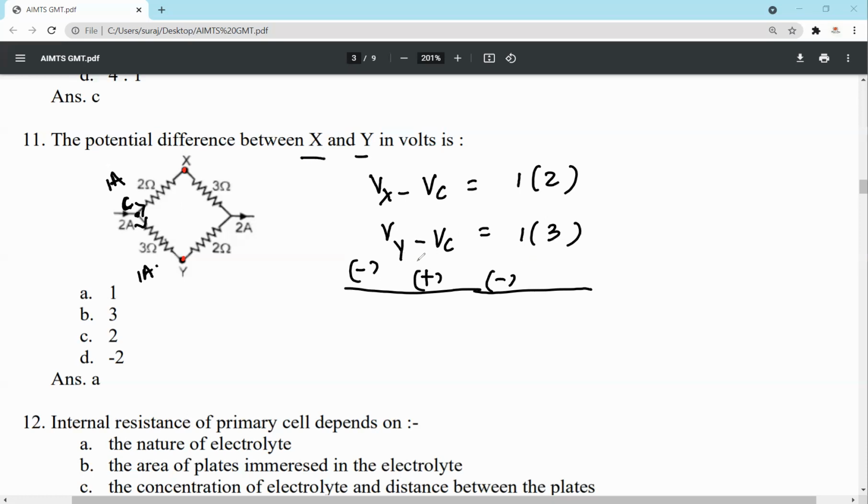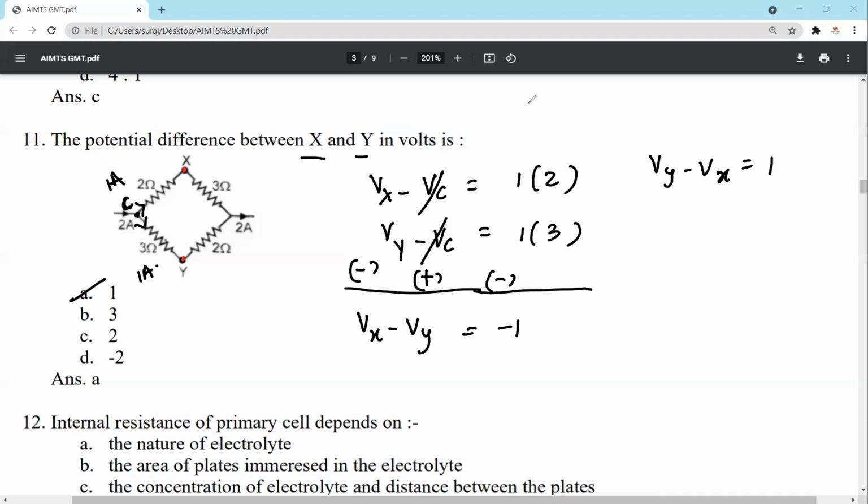Between x and y, right? So Vx minus Vy, plus this cancels, it's minus 1. That is, Vy minus Vx will be 1. Option A is correct.